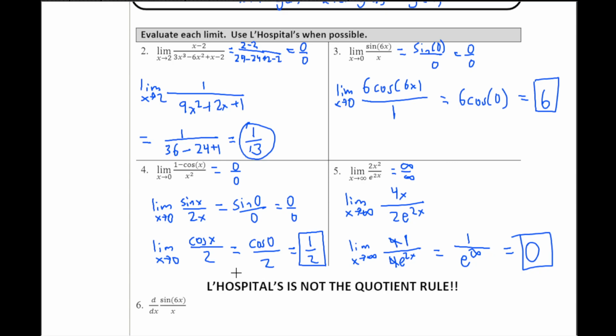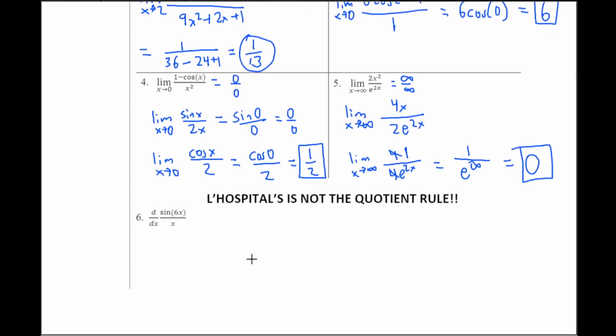So one thing to note, L'Hopital's rule is not the same as the quotient rule. So you see for questions 2, 3, 4, and 5, we're finding the limits of a function, which happens to be a fraction. Here, they're just asking you to calculate the derivative, not calculate any limits. So if they ask you this, that is just the quotient rule. This is not L'Hopital's rule. So be sure you have the difference clear between them.